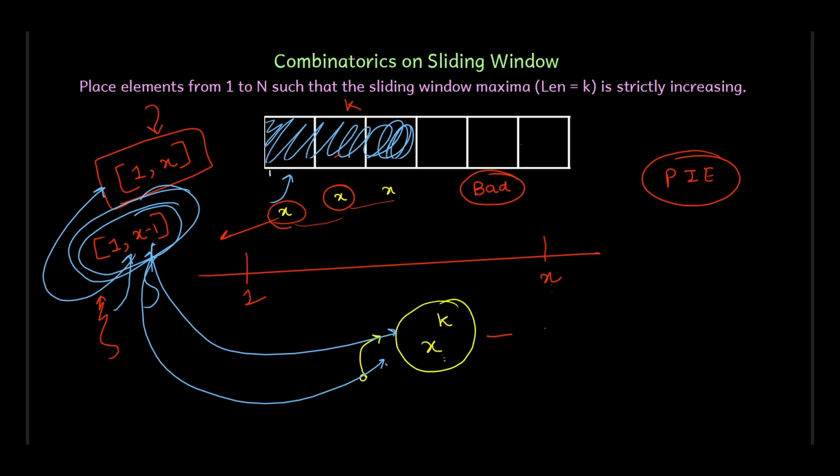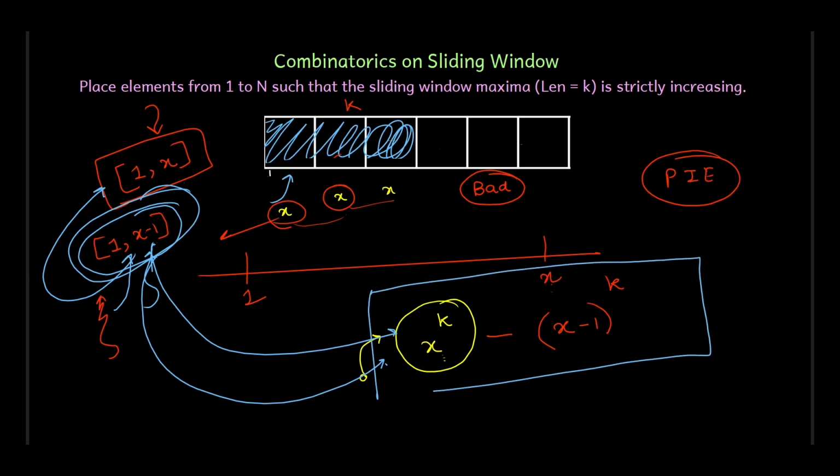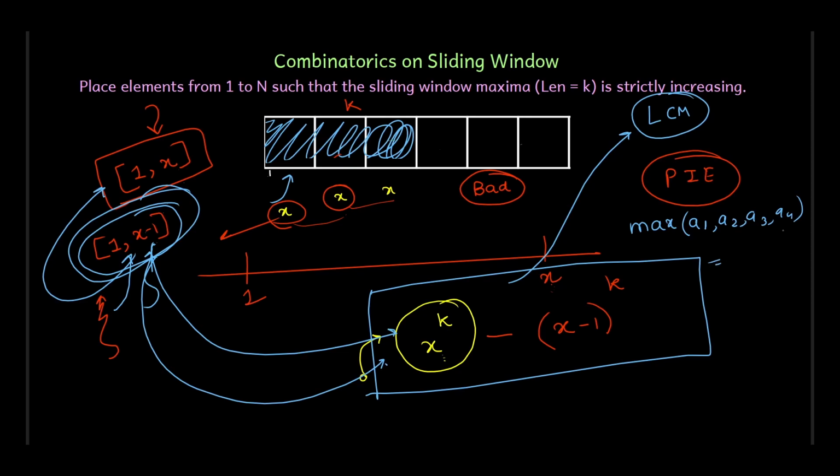So if you subtract the bad actors, which is x minus 1 to the power k, from x to the power k, this gives you exactly the number of configurations where the maxima is achieved. And this is the trick that we used in LCM based problems, because there also the maximum of a1, a2, a3, a4 has to be equal to the exponent of the prime factor. So the maxima has to be reached, and this trick is very common in LCM based problems. So that is the final trick that I wanted to show you.